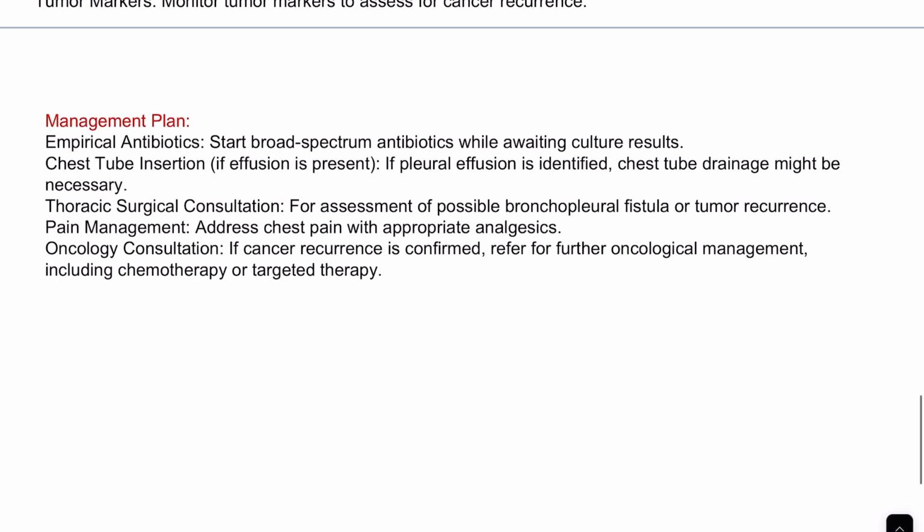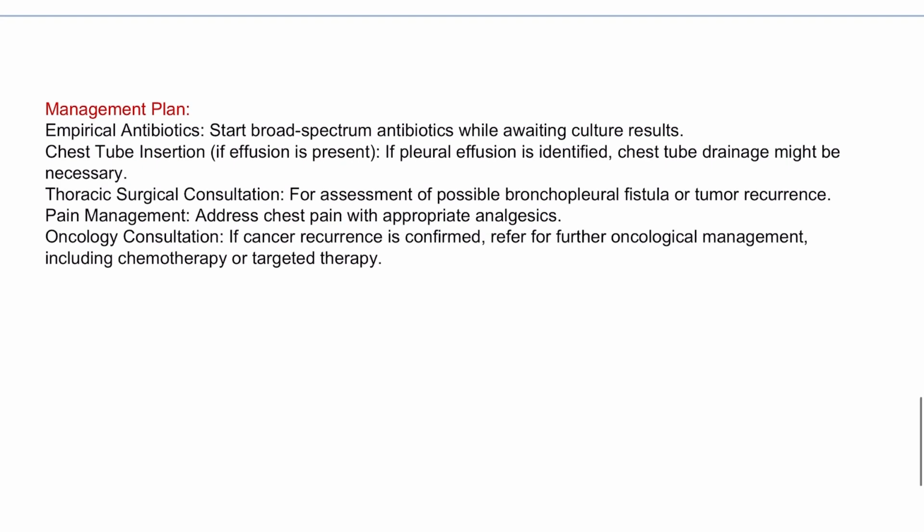And then you're going to continue with your management plan. Empirical antibiotics: start broad-spectrum antibiotics while awaiting the culture results. If there is any element of effusion, then chest tube insertion. Thoracic surgical consultation for assessment of possible bronchopleural fistula or tumor recurrence. Pain management, so address the chest pain with appropriate analgesics, and oncology consultation in selected cases if cancer recurrence is confirmed. So we want to refer for further oncological management, including chemotherapy or targeted therapies.